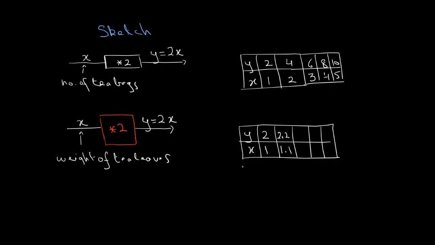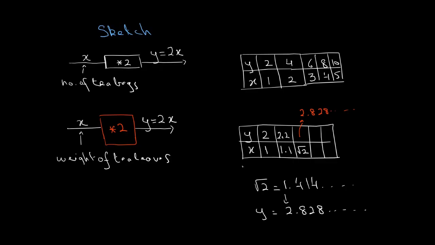And if x is maybe square root of 2, which is equal to 1.414..., then that would imply that y is equal to 2.828..., it's going to be a very long number. So you see that this can be any real number that you want.